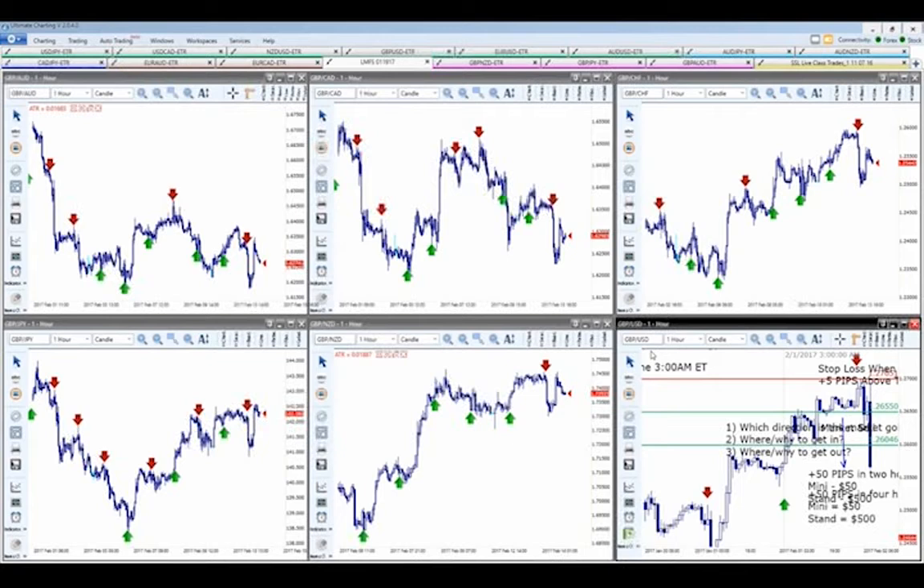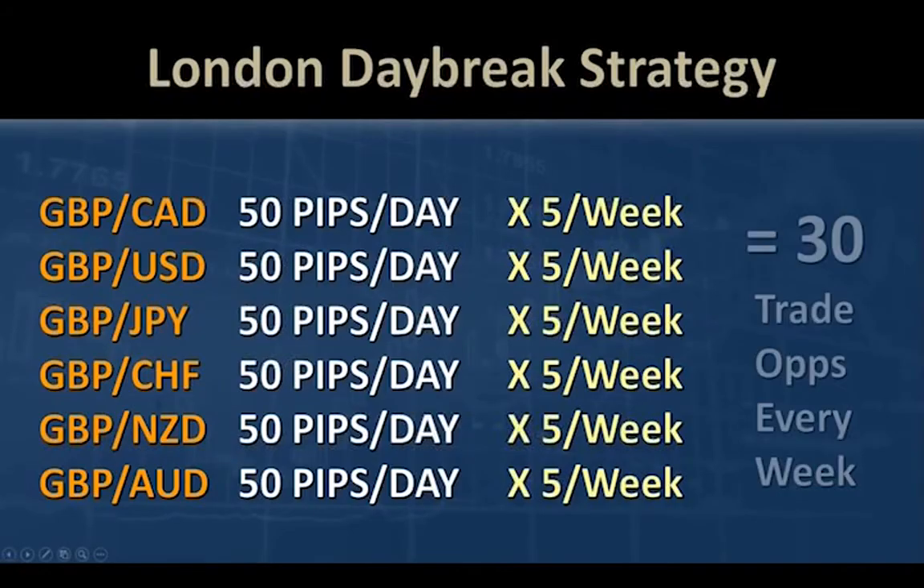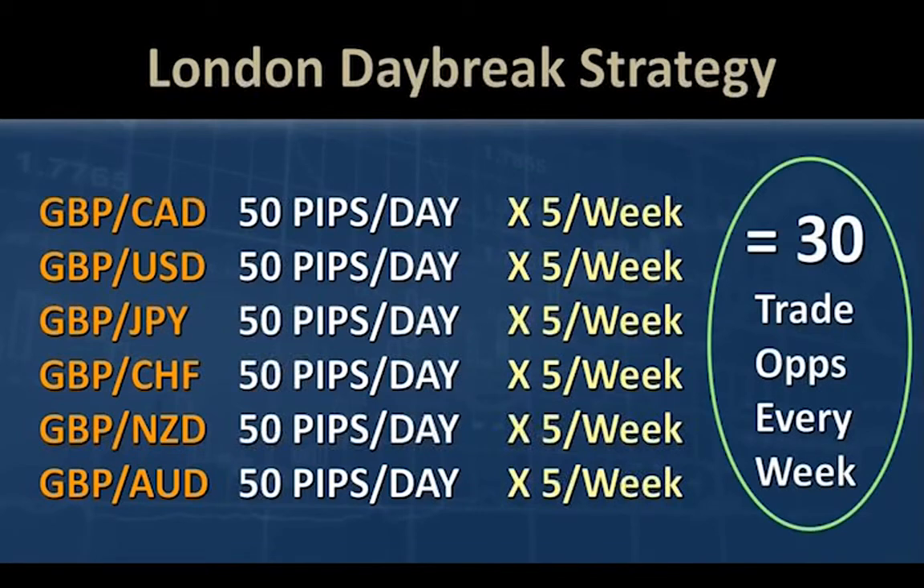So let's go ahead. What I showed you here is the London Daybreak trading strategy. It gives you 5 times a week to do this. So think about this. Out of 30 opportunities each and every week, do you think you might be able to get 1 or 2 or 3 of these each and every week? Even just 3 of them a week, it's 150 pips a week. Not too bad.